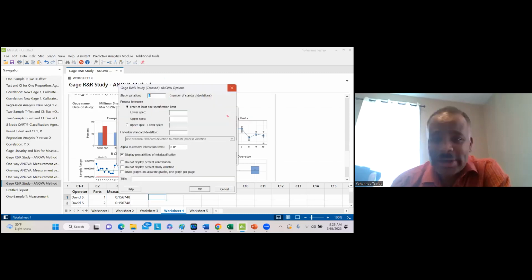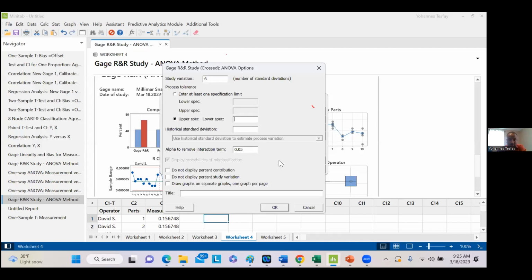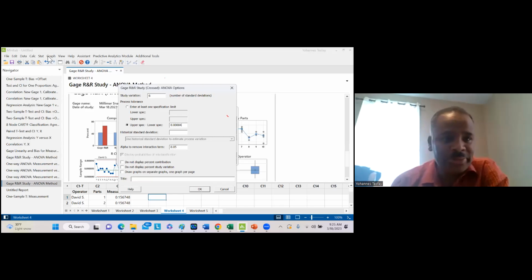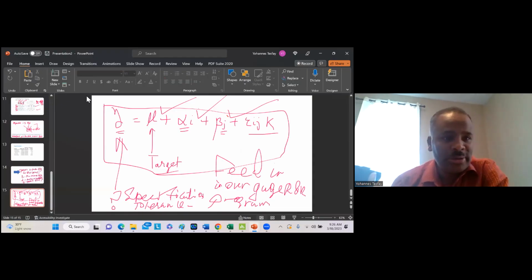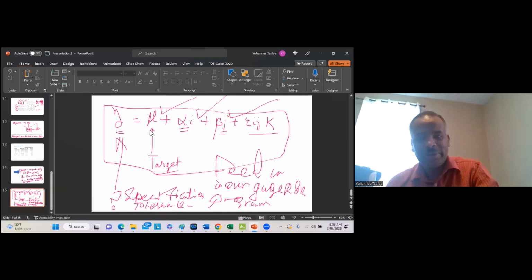To add the tolerance, here is your value you are going to put: upper spec minus lower spec, that is the tolerance. This is what the value is, okay. Then copy, then we're going to put it here, like this.